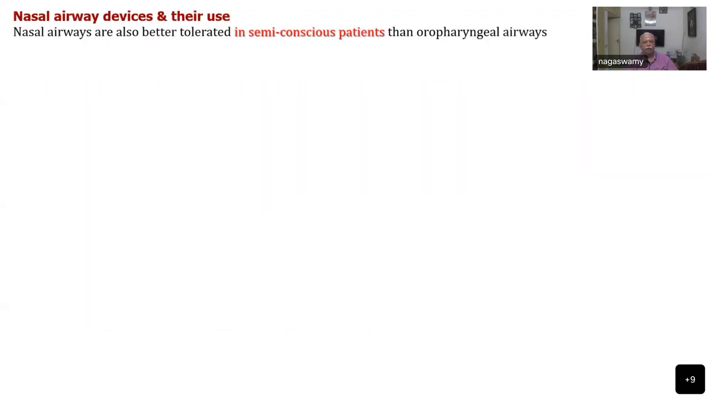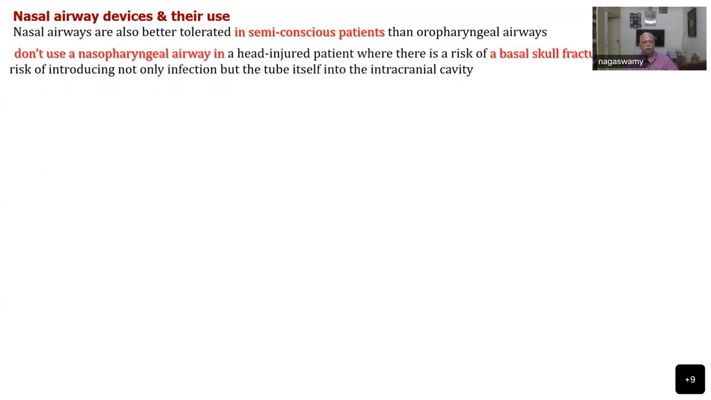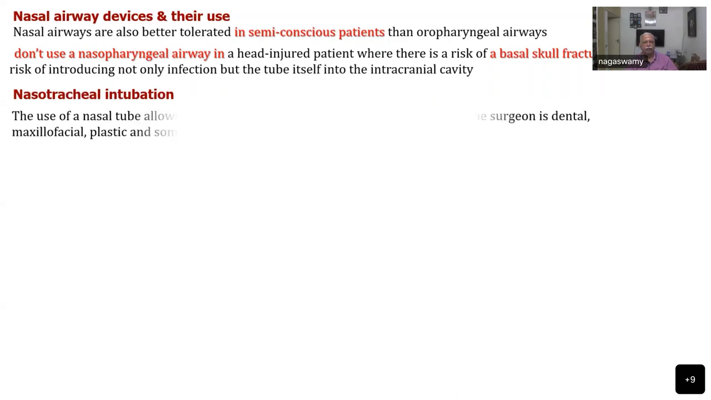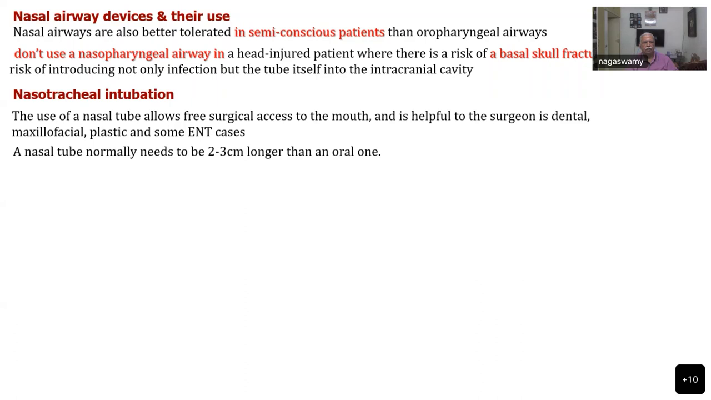What are the uses of a nasal airway? It is better tolerated in a semi-conscious patient than an oropharyngeal airway. And do not use a nasopharyngeal airway when there is a nasal skull fracture. Nasotracheal intubation allows free surgical access to the mouth and helps the surgeon in dental, maxillofacial, plastic and ENT procedures. A nasal tube normally needs to be 2 to 3 cm longer than an oral one.